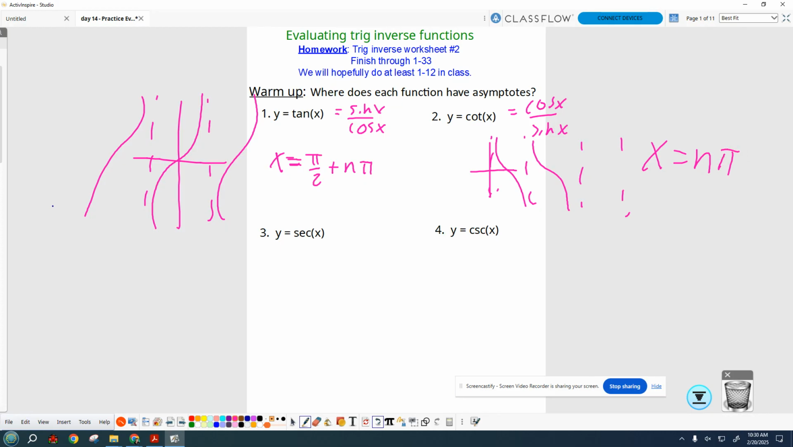Okay, cosecant, I don't really care what it looks like right now, but cosecant's going to have asymptotes the same place that cotangent had asymptotes, all those whole numbers of pi. Why? Because it's 1 over sine. Any time that sine is 0, cosecant's going to be undefined.